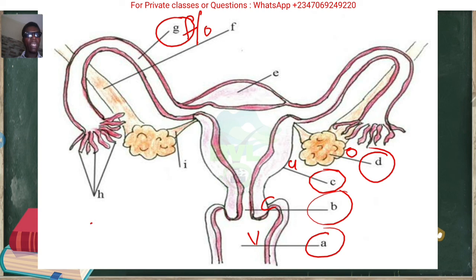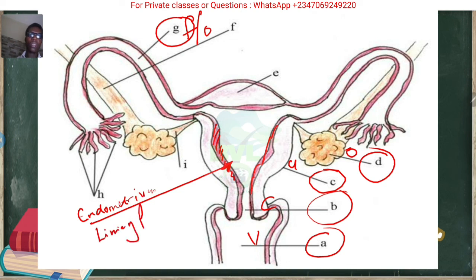Now, let me give you a bonus question here. This one, where I put the arrow. At the beginning of the lecture, I made mention of something. You can remember this. It has a name. Or I will give it 2 names. So, okay, the name actually is endometrium. Yeah, I said at the beginning. Or you can say the lining of the uterus. Yeah, the lining of the uterus.